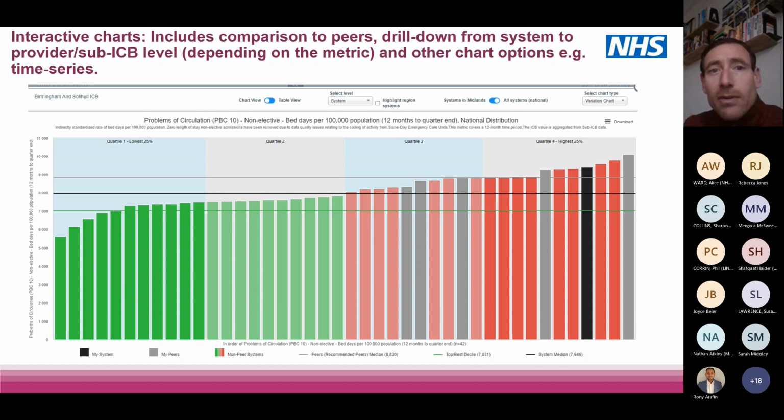So as is standard for this type of metric, deprivation is obviously a key factor affecting non-elective admissions and bed days. So Birmingham and Solihull being one of the more deprived ICBs, and similarly its demographic peers, you can see they're all clustered towards the top end. So yeah, in particular for some metrics, it's very important to not just look at the national distribution, but to compare to demographic peers as well.